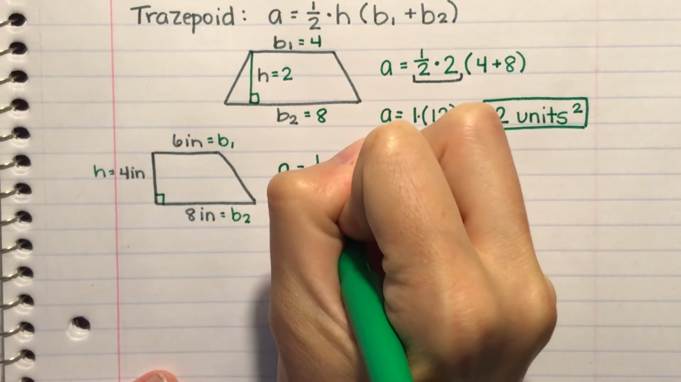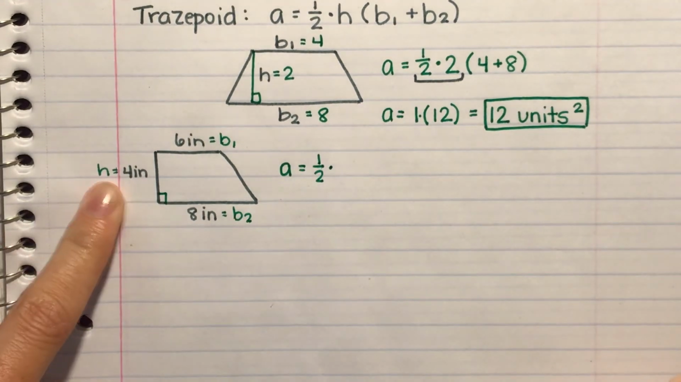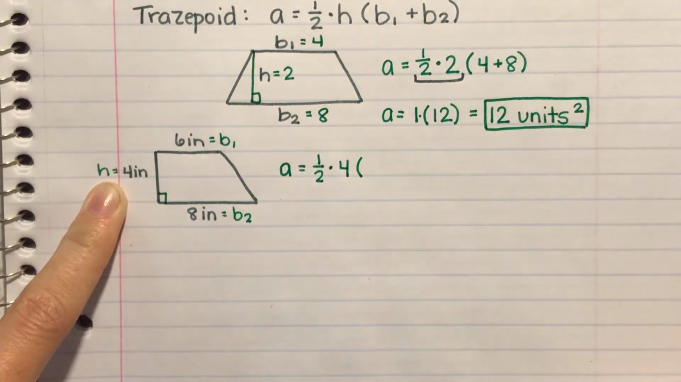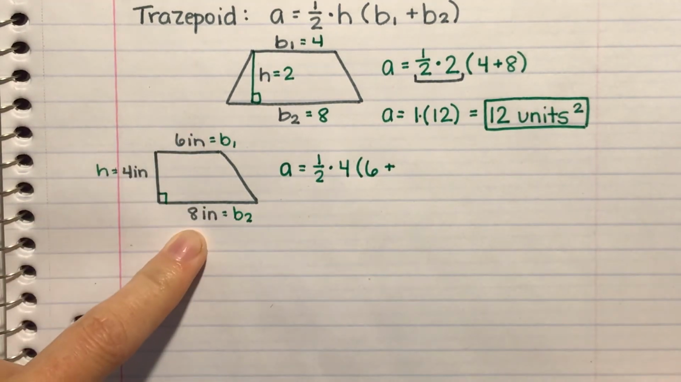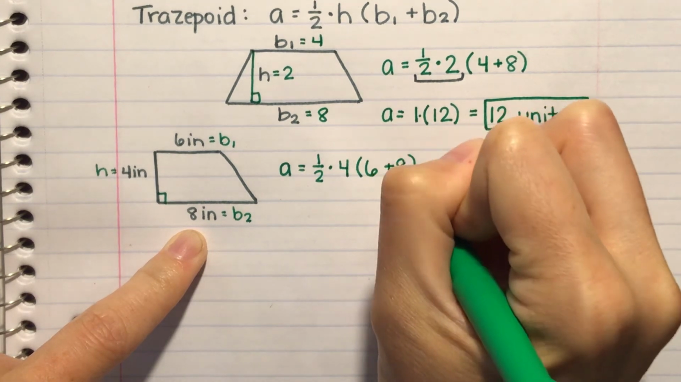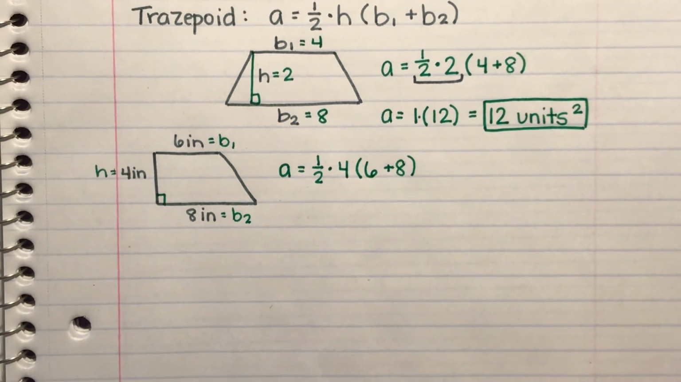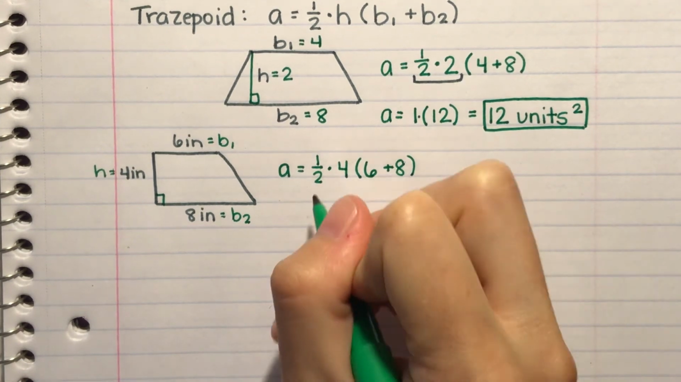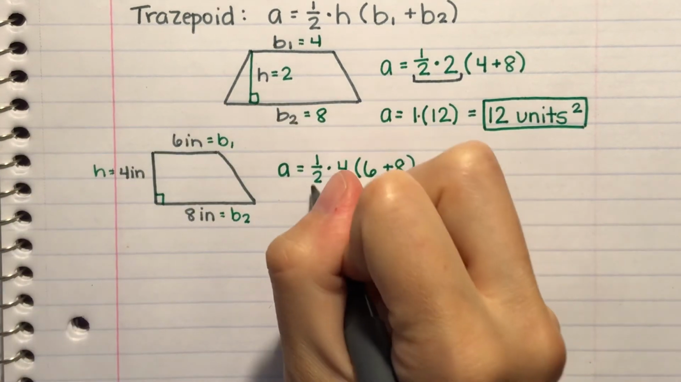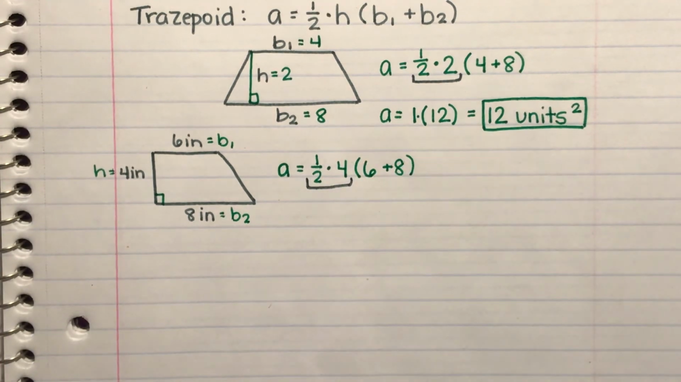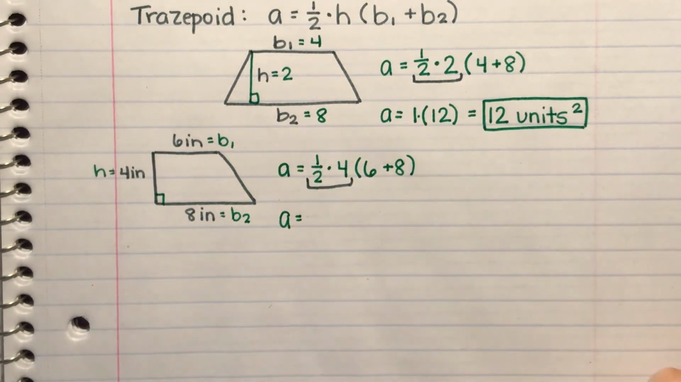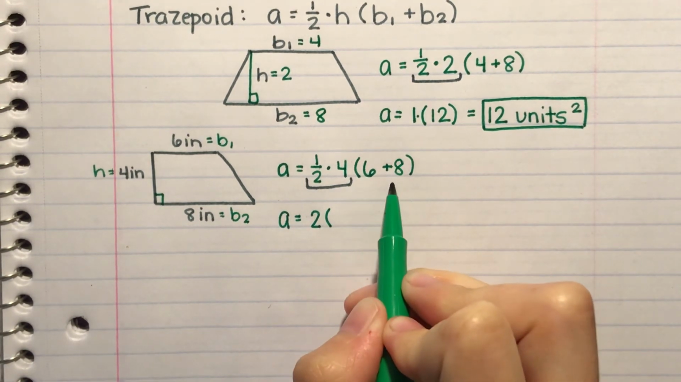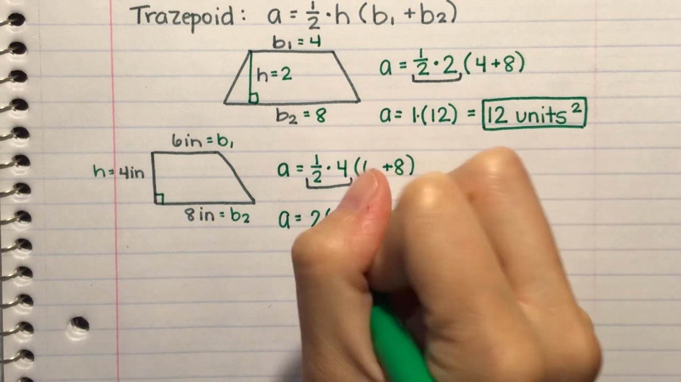All right, so 1/2 times, instead of H, I'm going to put in a 4. Instead of B1, I'm going to put in 6. And instead of B2, I'm going to put in 8. All right, so again, I'm going to go through. I'm going to again start with this 1/2 times 4. I'm going to get rid of the fraction by cutting 4 in half right away. So when I do that, half of 4 is 2. And then I'm also going to add these guys together. 6 plus 8 is 14.